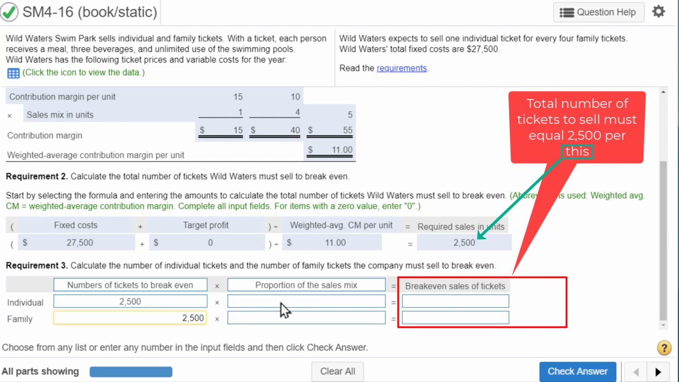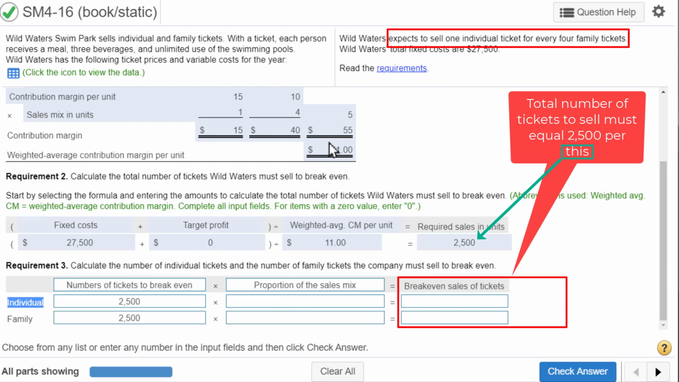And then the proportion of the sales mix. So what's the proportion of the sales mix for individual? Remember, they expect to sell 1 individual ticket for every 4 family tickets. So that's a total of 5 tickets. Out of every 5 tickets, they expect to sell 1 individual, so that's 1 divided by 5. And for the family, they expect to sell 4 family tickets out of 5, so that's 4 divided by 5. Again, this means 4 tickets out of 5 will be family and 1 ticket out of 5 will be individual.